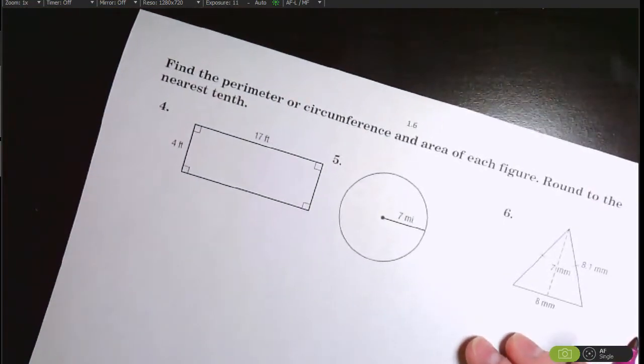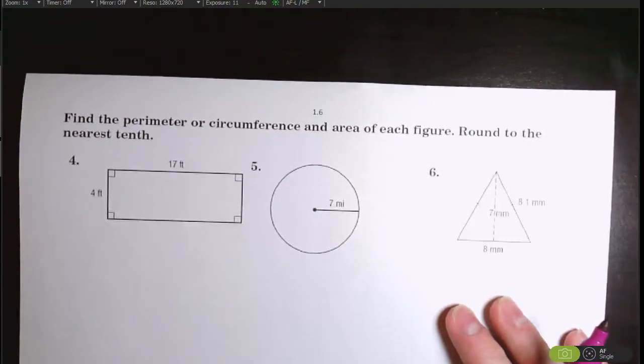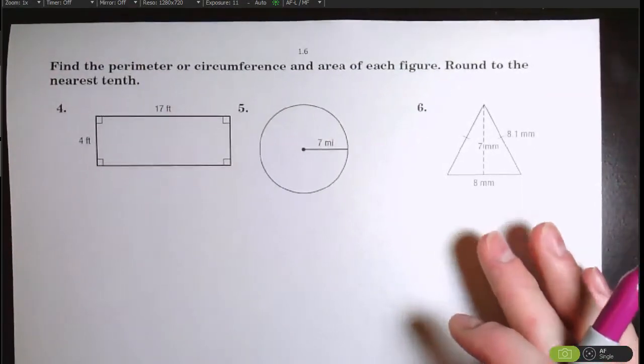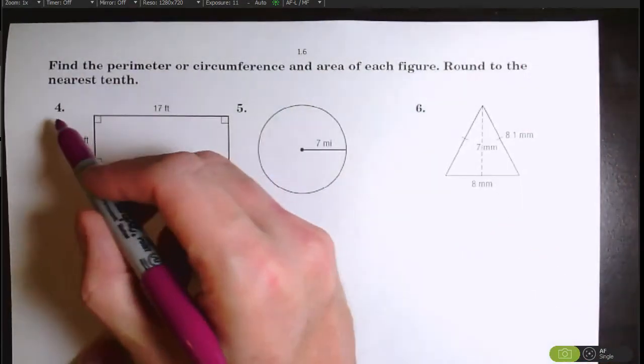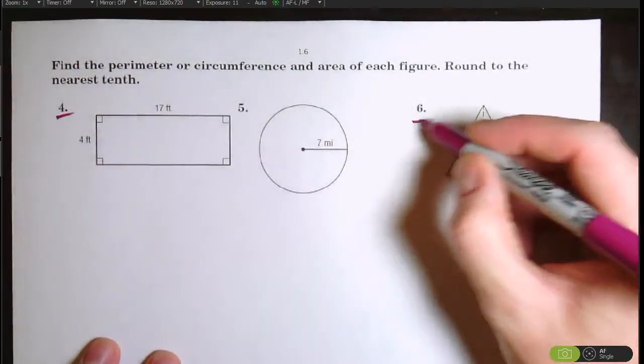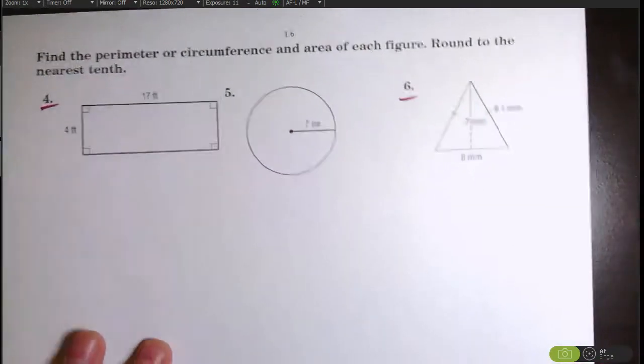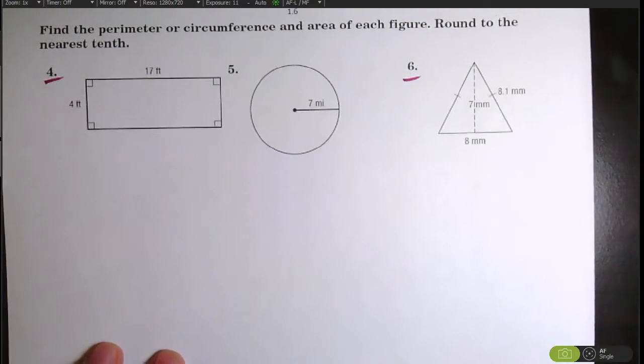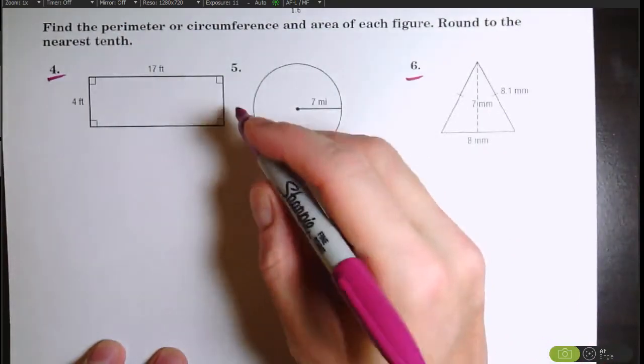The next problems look at: find the perimeter and circumference and area of each figure. I think I can leave you to do 4 on your own, and I think I can leave you to probably do 6's area, but I want to talk about perimeter. 5, though, is a circle.